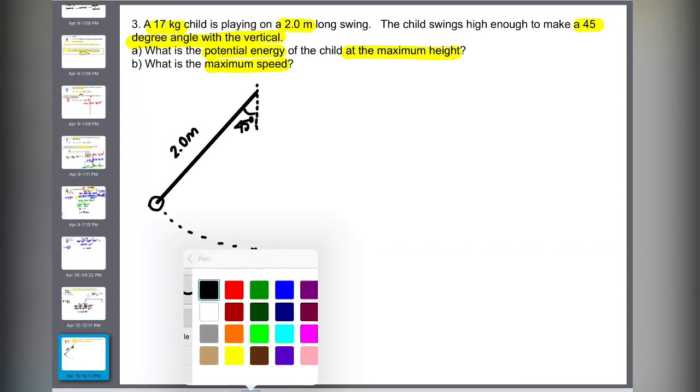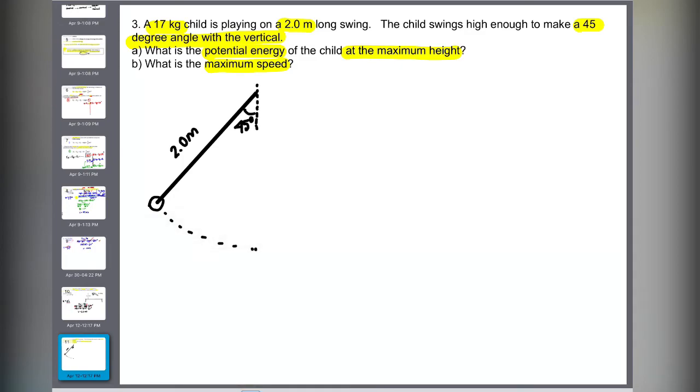The maximum height is right here. I'm going to call this point A. In order to calculate that height, the potential energy, I need to first of all work out what the height is. And this question looks really tricky. And I would love to challenge you. I'm not going to talk at this point.